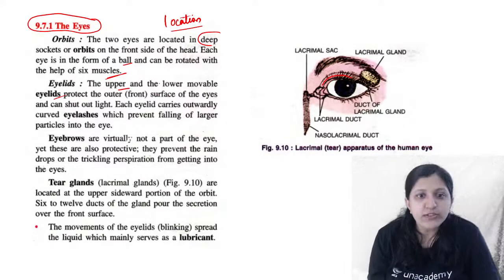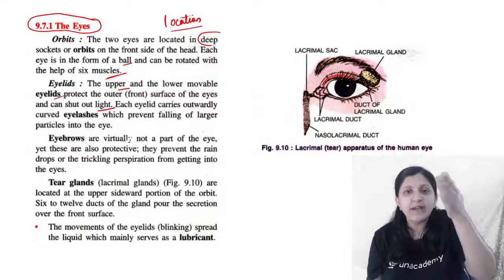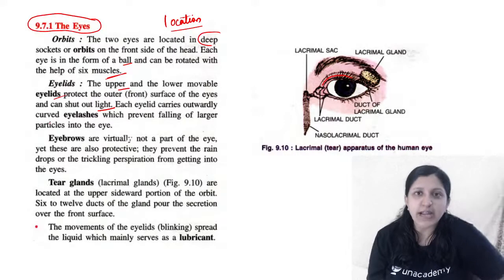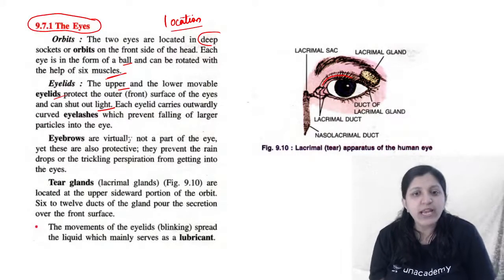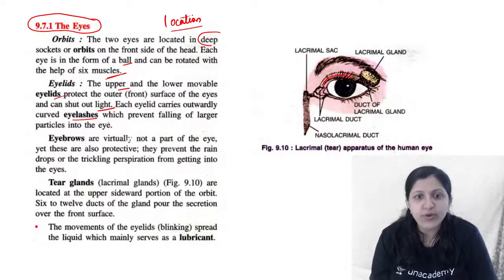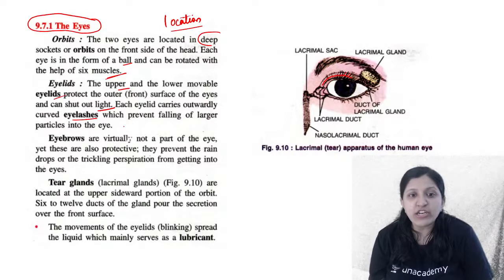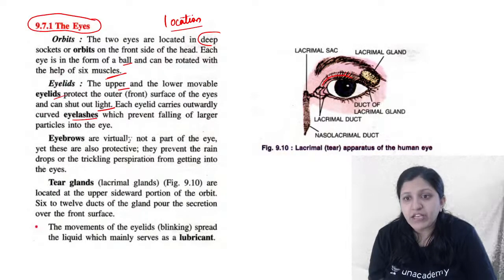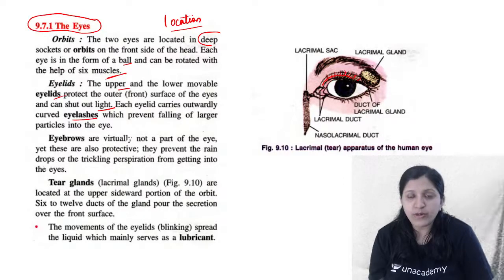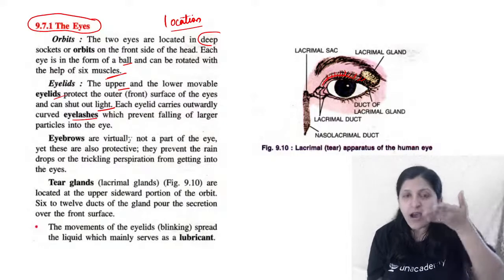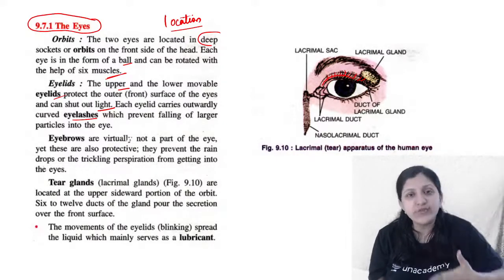All right, next, they can shut out the light. Whenever there is too much light, these eyelids will close so that the passing of this light through our lens can be stopped. Each eyelid carries outwardly curved eyelashes. These are the eyelashes now, which prevent larger particles from falling into the eye. To some extent they are going to prevent these particles from falling into the eye.